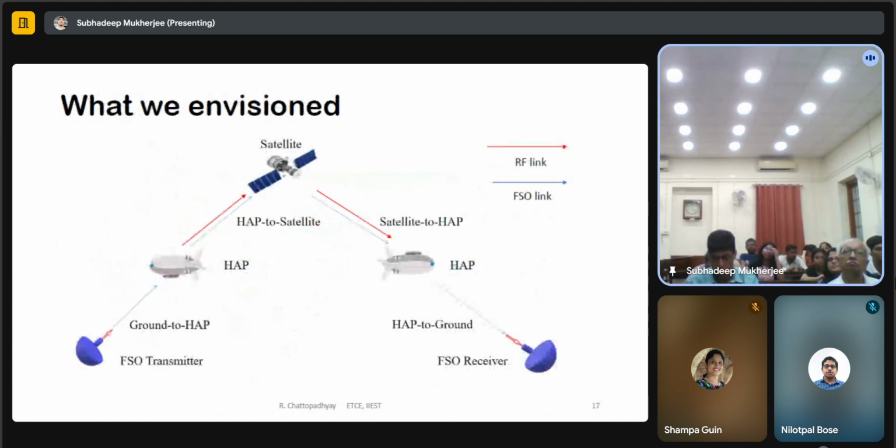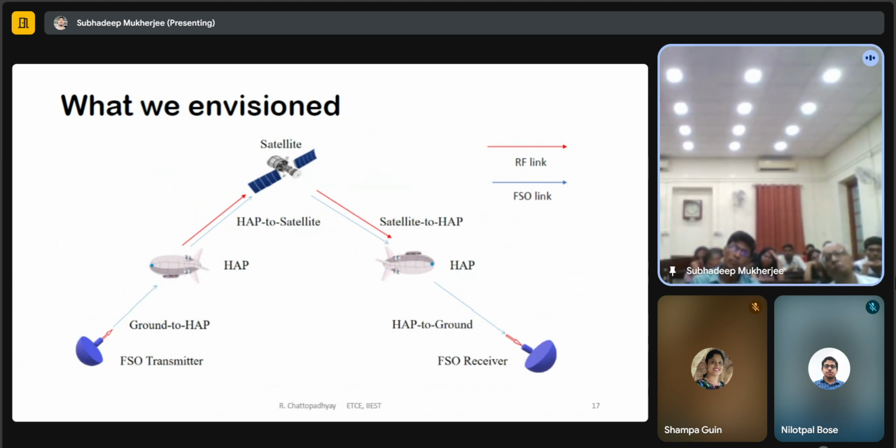So these are the base station FSO transmitters. They will transmit to a high altitude platform, mostly hovering at an altitude of 20 to 25 kilometers. Till now we have considered that the communication link between the base station and the hub will be optical communication. And from the hub to the satellite or another hub, or from the hub to the remote local base station, it can be RF.